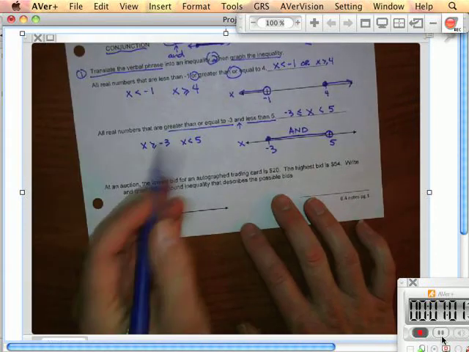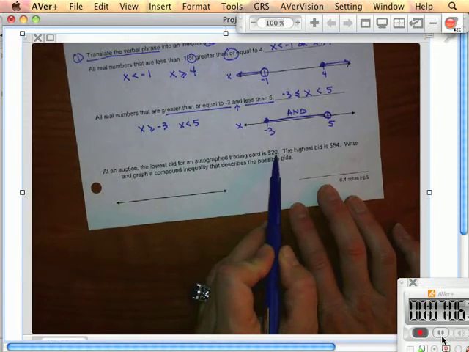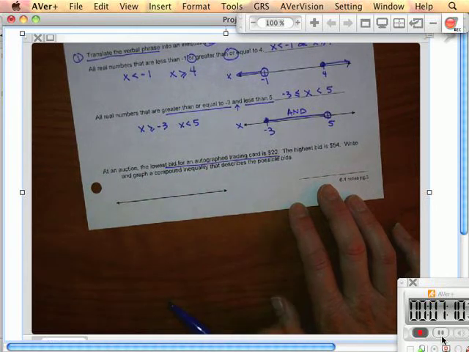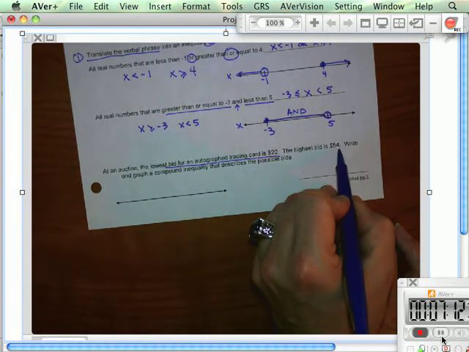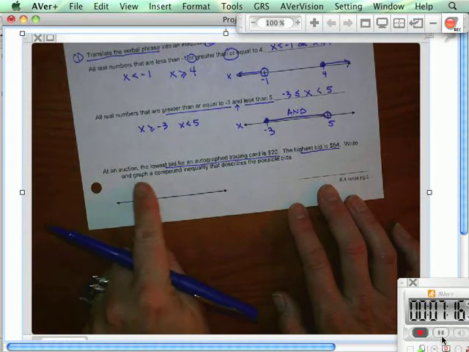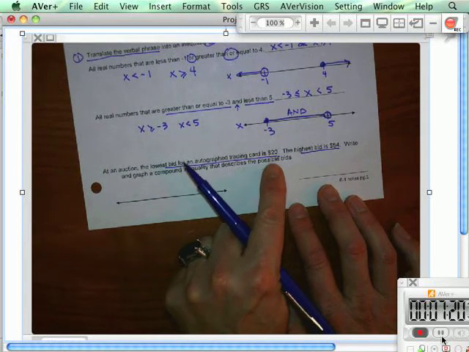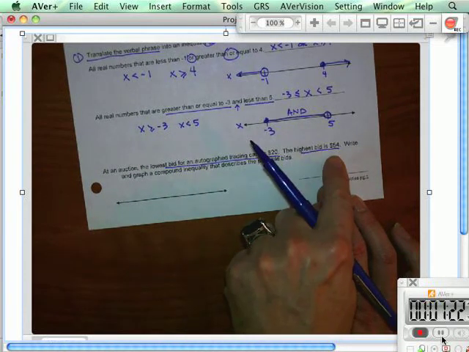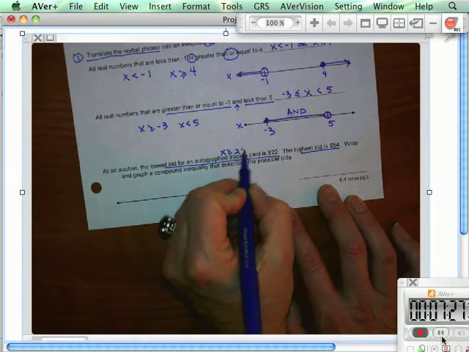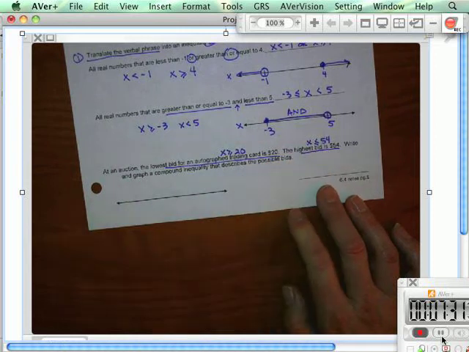At an auction, the lowest bid for an autograph trading card is $20. So that's the least that somebody will pay for it is 20 bucks. The highest bid is 54. That's how high somebody is willing to pay for that card. Write and graph a compound inequality that describes the possible bids. This tells me that it could be between 20 and 54. So it's going to be greater than or equal to 20, but also less than or equal to 54. So that's going to be an AND if you think about it.